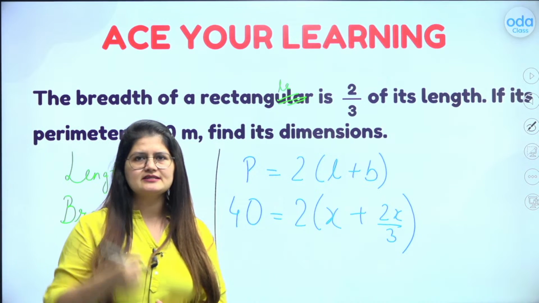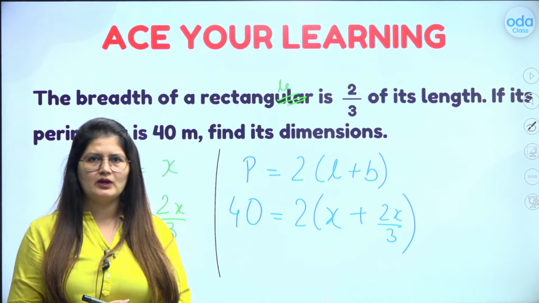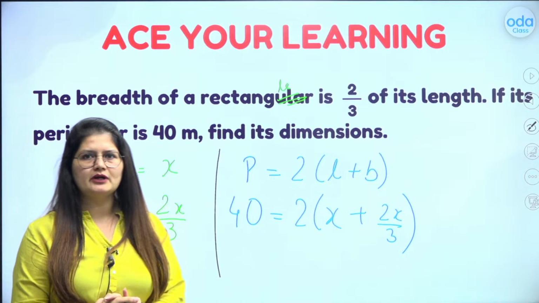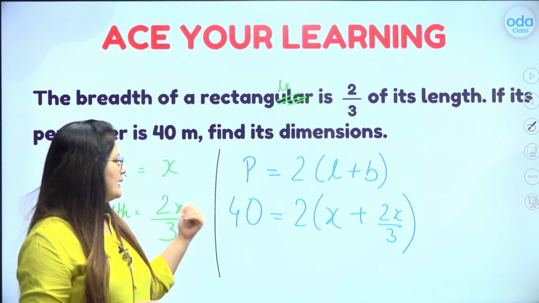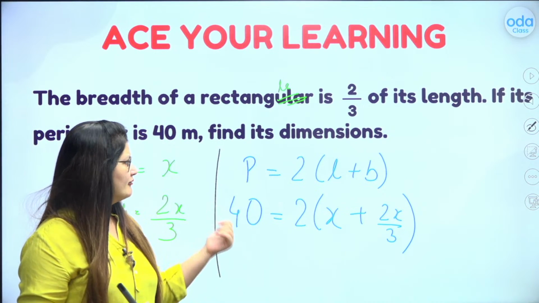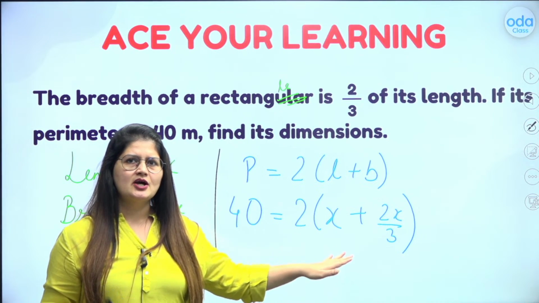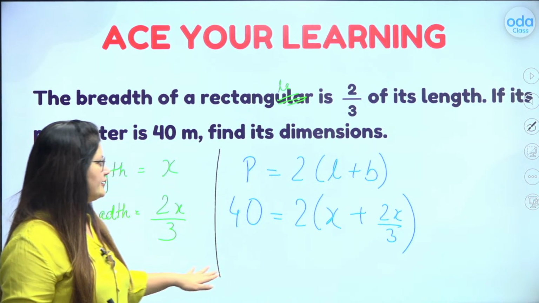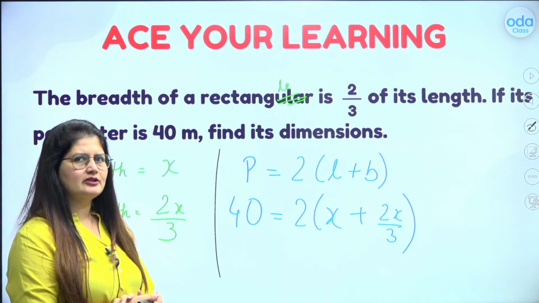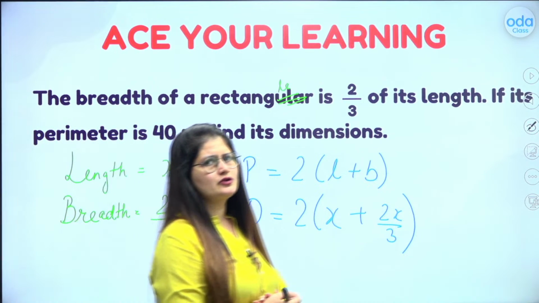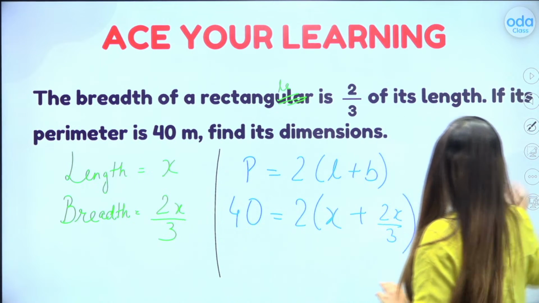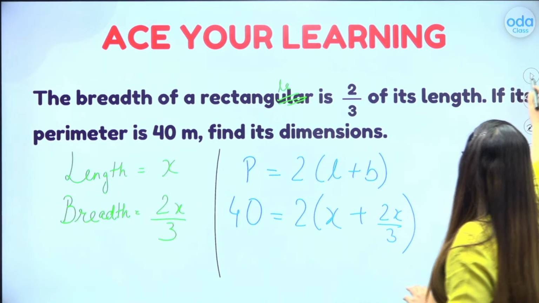So the first thing that is important for us is the formation of the equation. Clearly we are able to form the equation here: the perimeter is 40, while it is twice the length plus breadth. Length is x while the breadth is 2x/3, right? So are we all ready for solving this question now? How are we going to solve this equation? Let's do it together and see what length and breadth we are going to get.